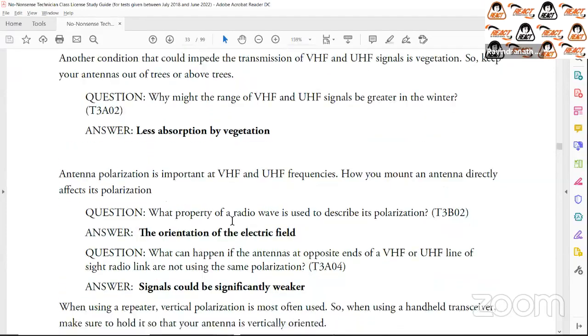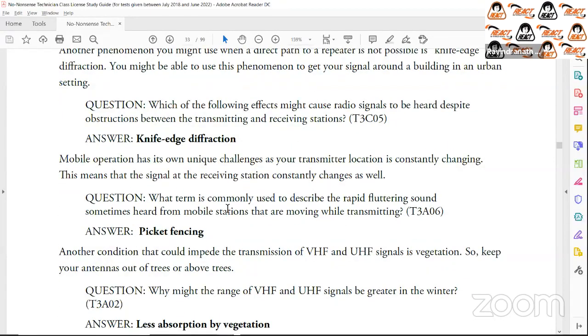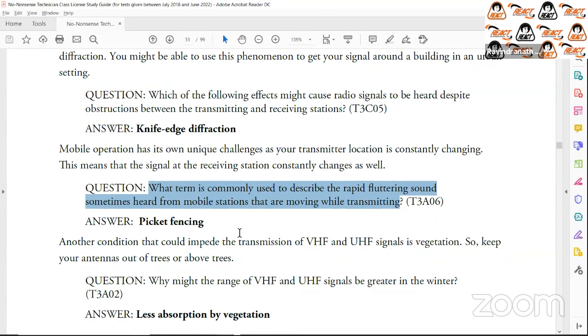Right, so we were talking about the term picket fencing, right? Let's go straight to the question in the question pool. What term is commonly used to describe the rapid fluttering sound sometimes heard from mobile stations that are moving while transmitting? So if you have used a radio and you hear that sort of fluttering chip, chip, chip, chip sound, a radio operator may give a signal report to another one and say, your audio is loud, but your signal is sounding as though it's picket fencing, right? So you're hearing the person, but just in between, you're hearing that fluttering sound. That bit of interference you can describe as picket fencing, and it's a result of your station being mobile and you're moving while you're transmitting.